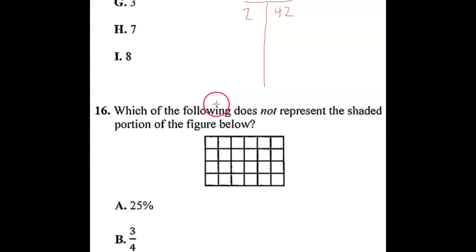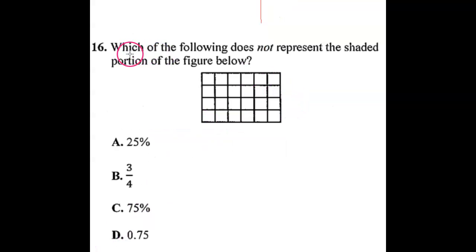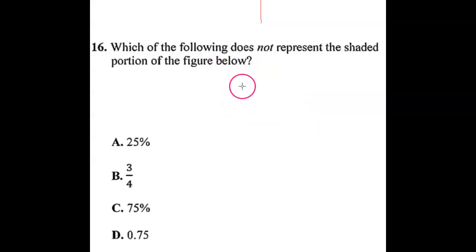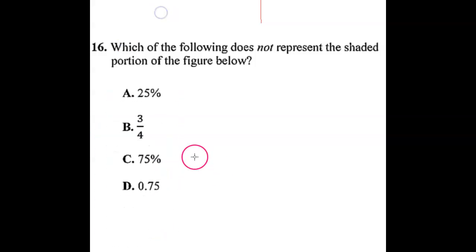All right, number 16. Pause first. On number 16, it looks like a typo because it says which of the following does not represent the shaded portion of the figure below, but nothing's shaded. So I think that might be an error. You're supposed to have something shaded here, but even if you don't have a shaded area, another question for this would be which one of these is different from the others.